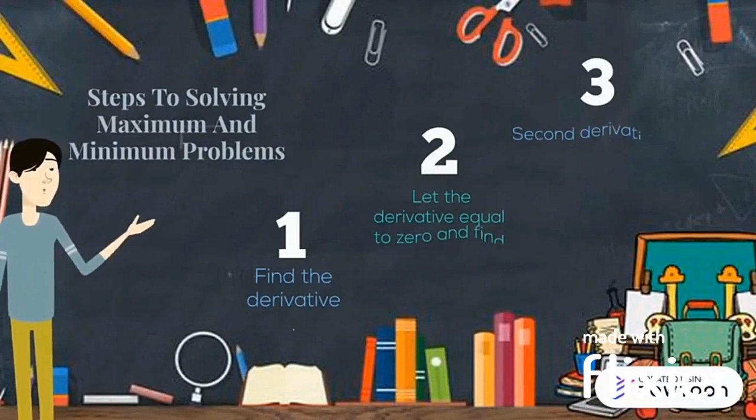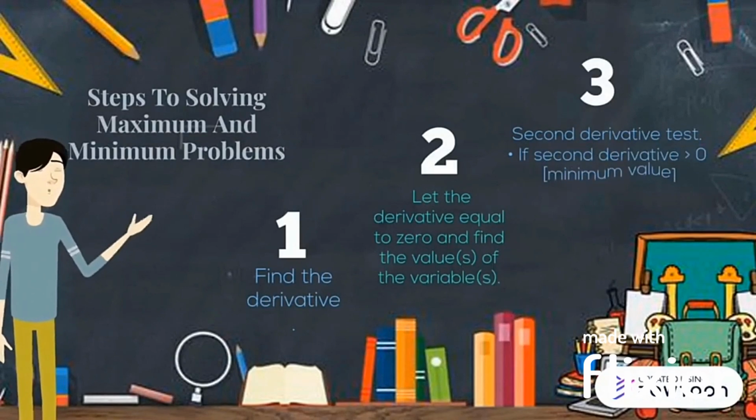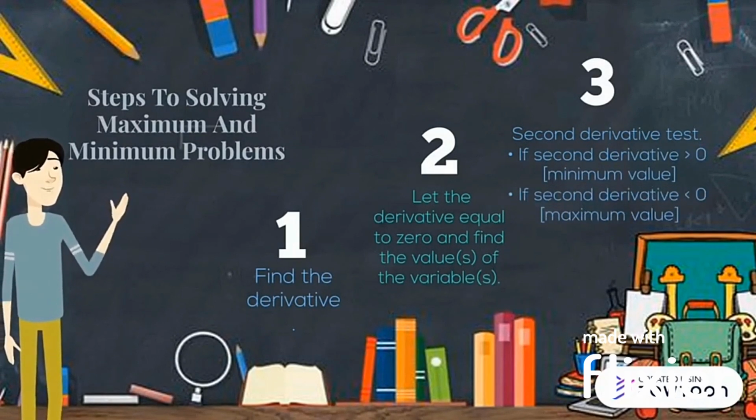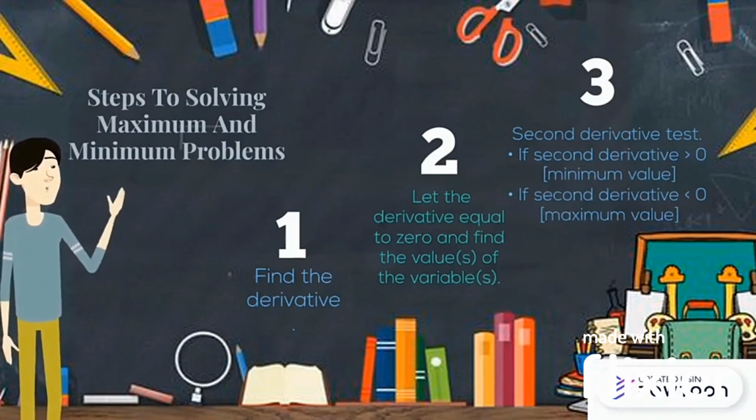First, you need to find the derivative, and then let the derivative equal to 0 and find the value of the variables. Lastly, do a second derivative test. If the second derivative is more than 0, it is a minimum value, and if the second derivative is less than 0, it is a maximum value.